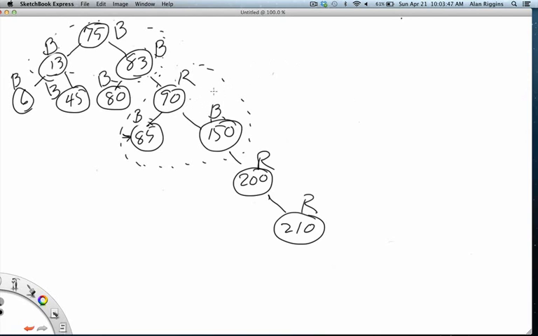So now again, we have a red violation. We have 2 reds in a row. What color is the aunt? This is the child, the 210. The 200 is the parent. The 150 is the grandparent. If there were an aunt, it would be here. There isn't one, therefore we have a black aunt condition, and we must rotate. So I'm going to go ahead and do this in place to save space and time. We have 150, 200, 210. We rotate the 150 to the left.